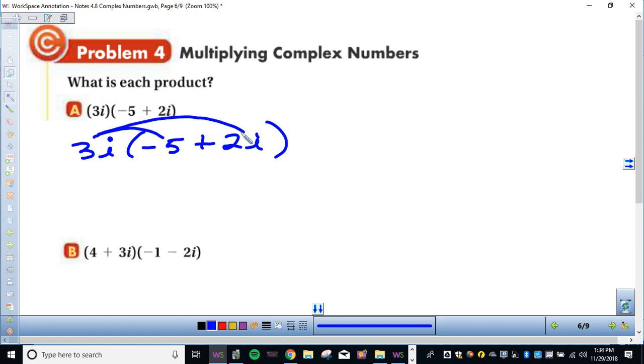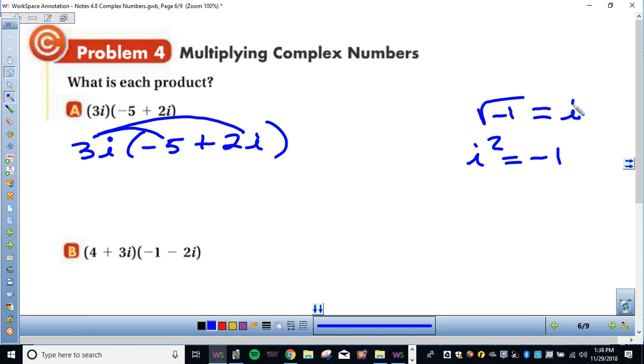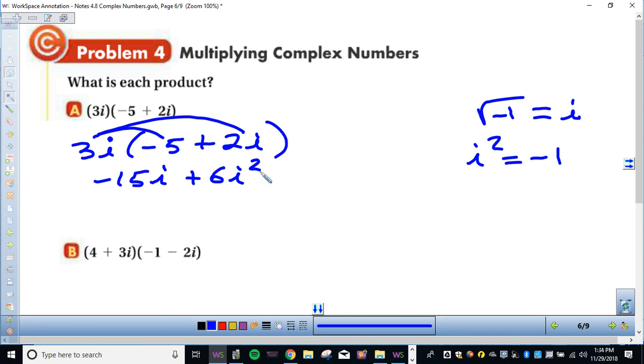And then we're just going to distribute in. Thing you have to remember is that i squared equals negative 1. Again, square root of negative 1 equals i. I always make the i cursive because then you can distinguish it between a 1 and an i. So 3i times negative 15 is negative 15i. And 3i times 2i is positive 6i squared. But what's i squared equal?